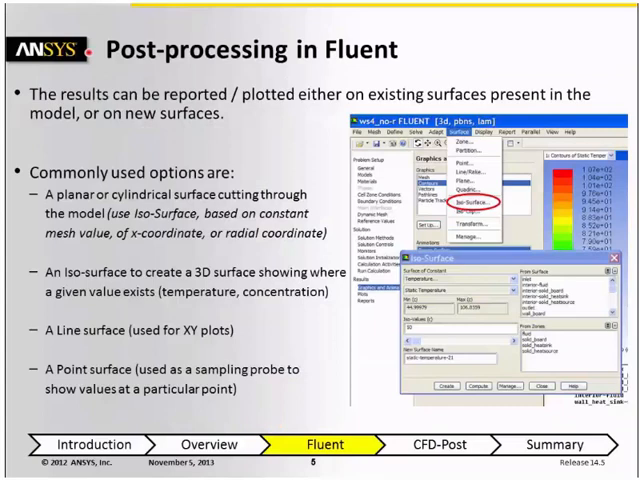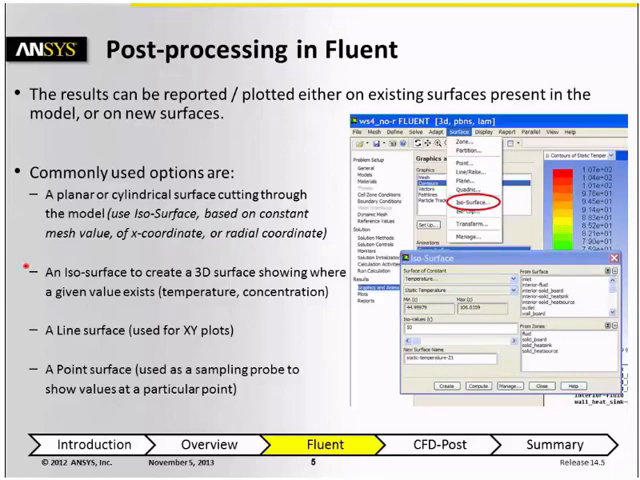Post-processing in Fluent operates on surfaces. Results can be plotted or reported on existing surfaces that are present in the model, or you can also define new surfaces within Fluent. Commonly used options for surface creation are a planar or cylindrical surface cutting through the model. You can use isosurface based on constant mesh value of x coordinate, for instance, to make a plane, or use a radial coordinate.